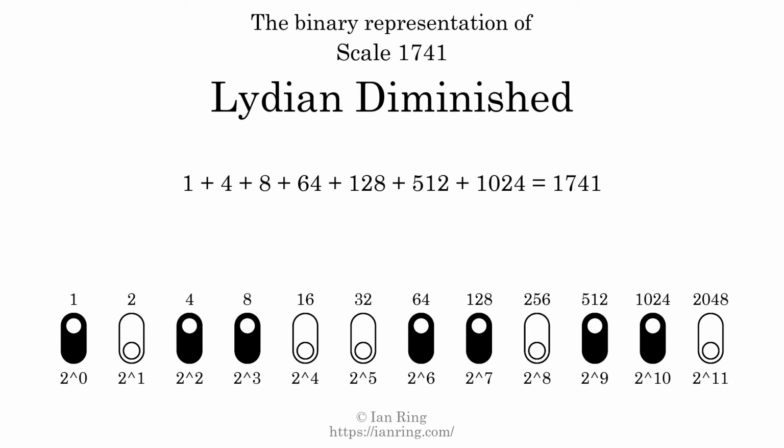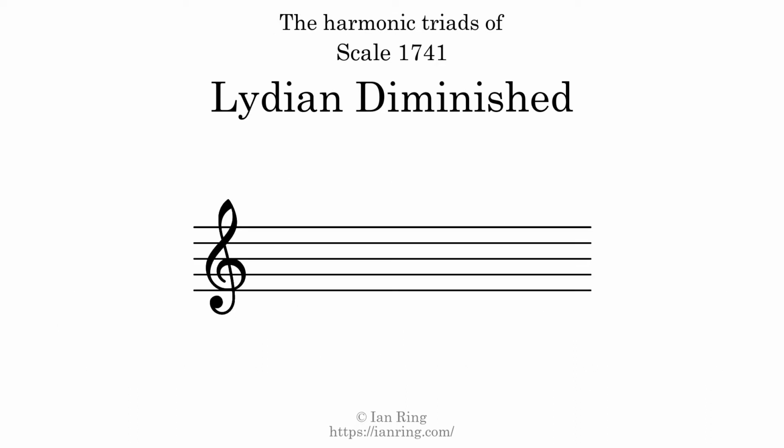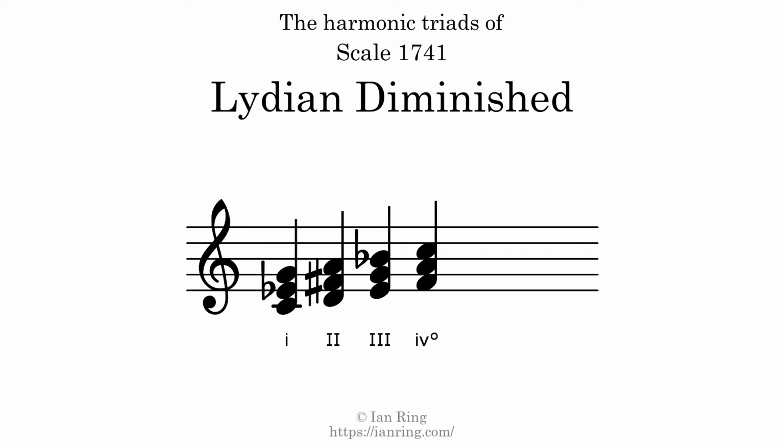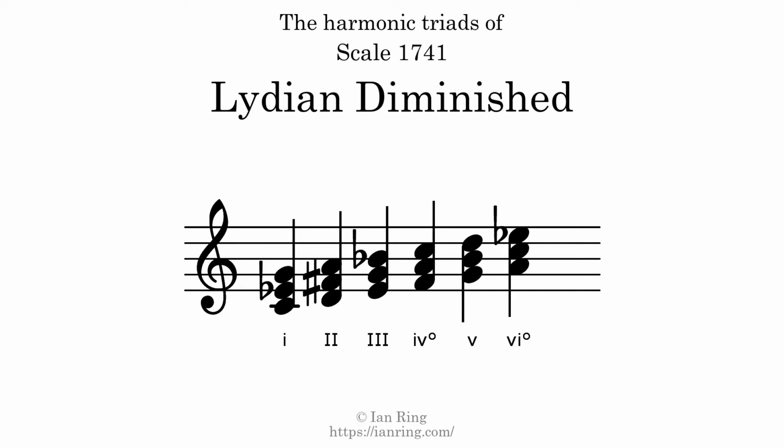1741. The scale number not only enumerates the scale with a unique index, but it also literally describes the tonal content of the scale. Represented as a binary number in base 2, the scale number is 0110110011101. Here are the harmonic triads present in this scale: minor, major, major, diminished, minor, diminished, augmented.